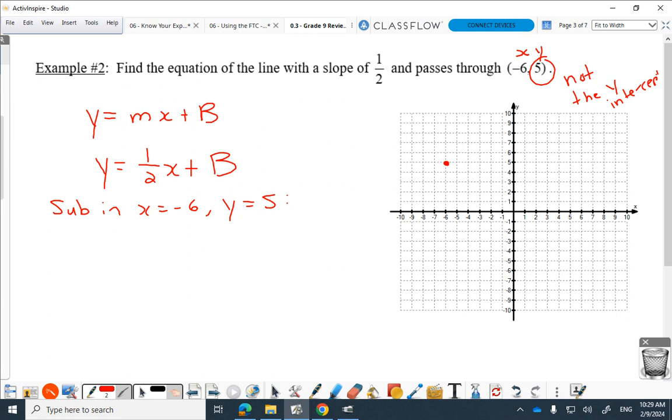So where I see y, I don't write y, I write 5. When I see x, I don't write x, I write negative 6. And this is a completely different equation than the one above. The one above is like, y equals 1/2 x plus b, how am I supposed to get b? This equation is like, I can get b. It's almost free to get this b. It's a freebie.